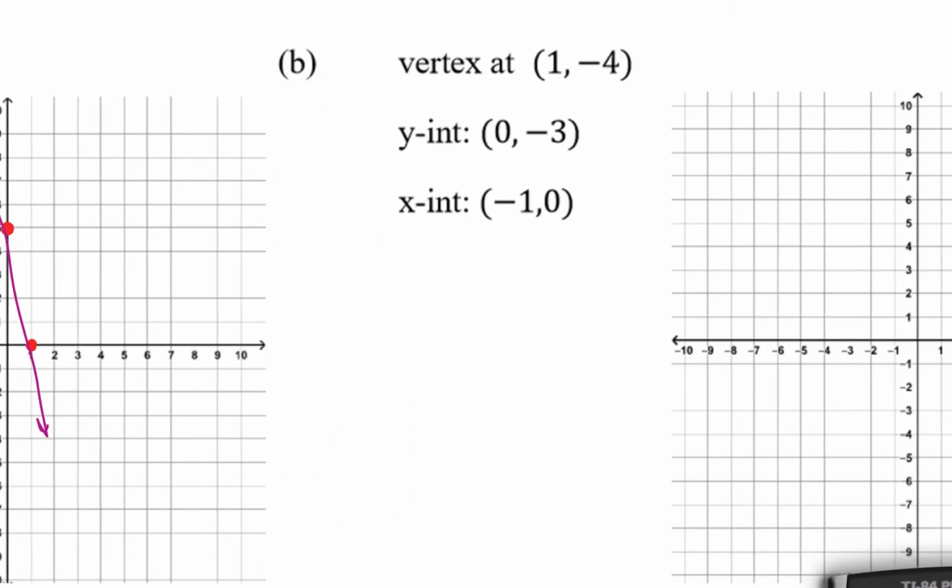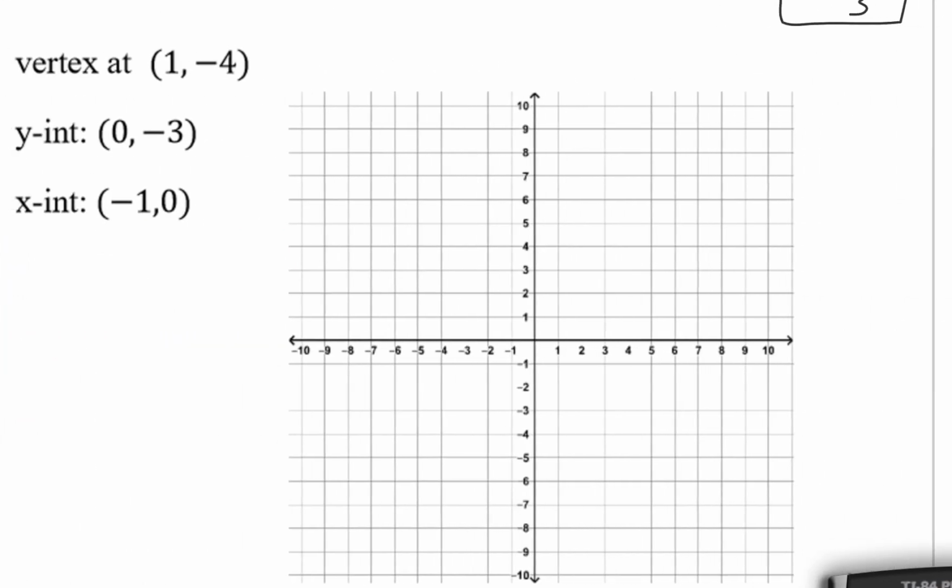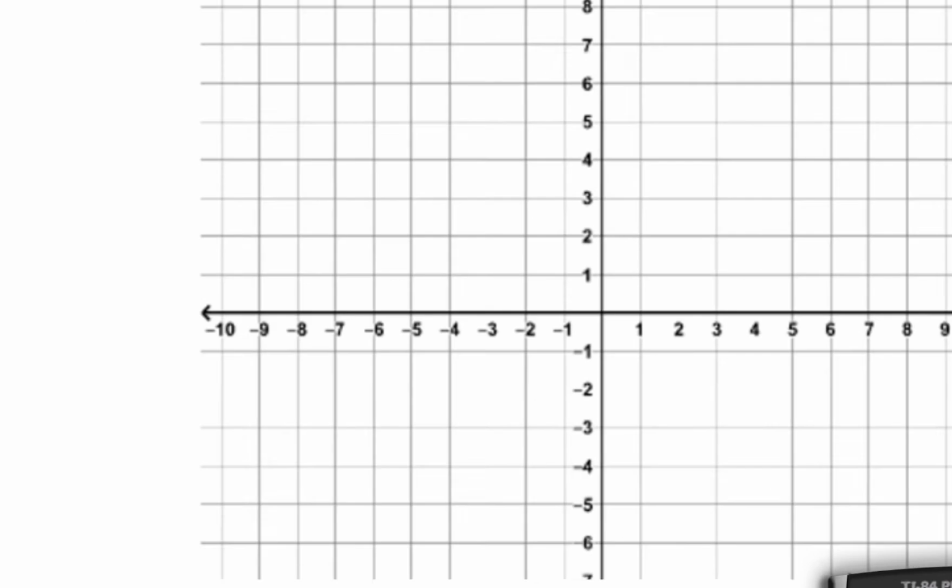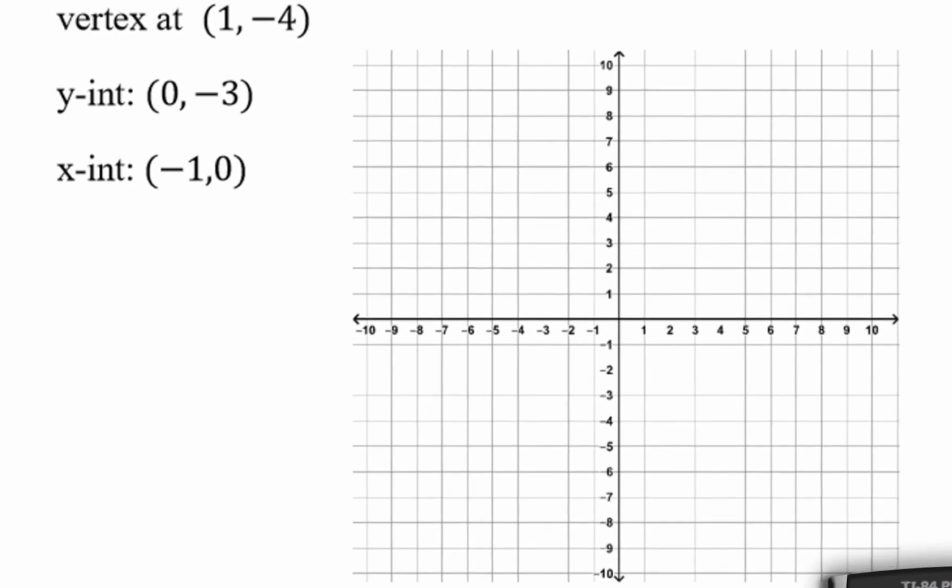Let's jump over and look at 7b. So on B, we know the vertex is at 1, -4. Let's go ahead and plot that. +1 and -4. So here is my vertex this time. That means that this has to be my axis of symmetry. So I'll go ahead and just draw a dashed line there so I know that I can reflect across that to get additional points. My y-intercept is at 0, -3.